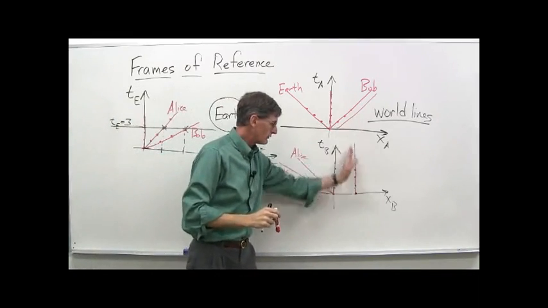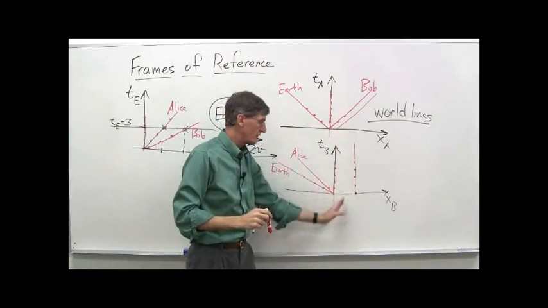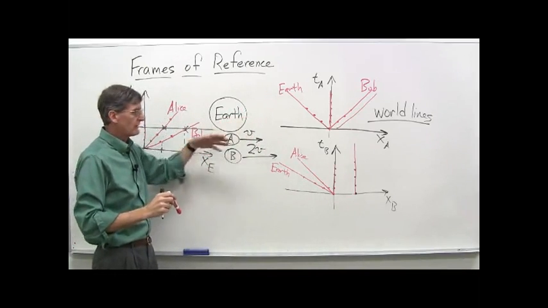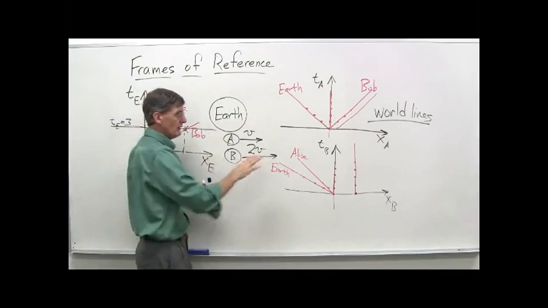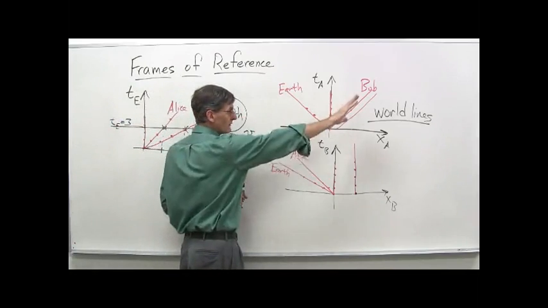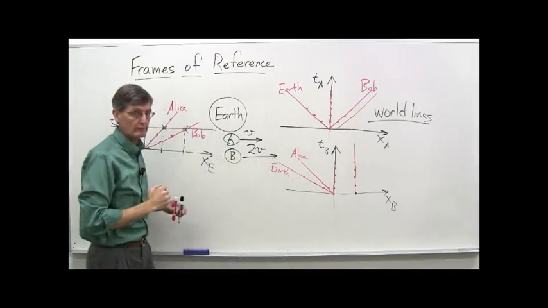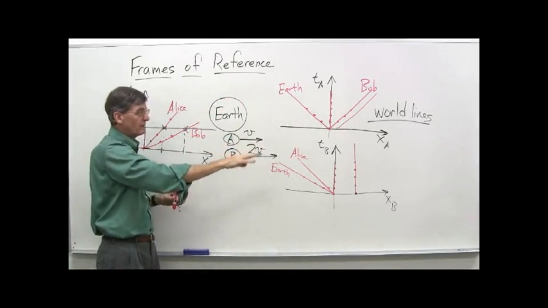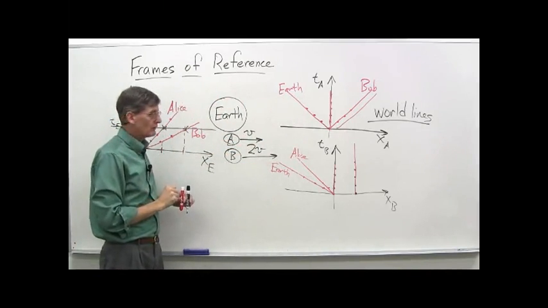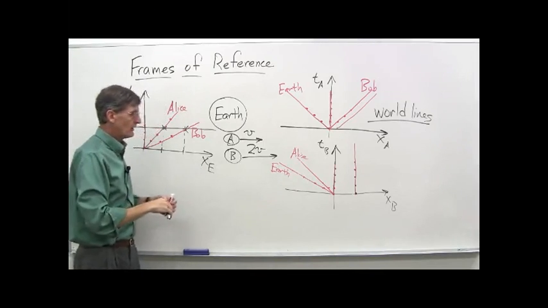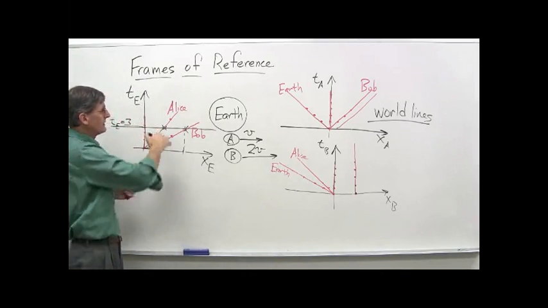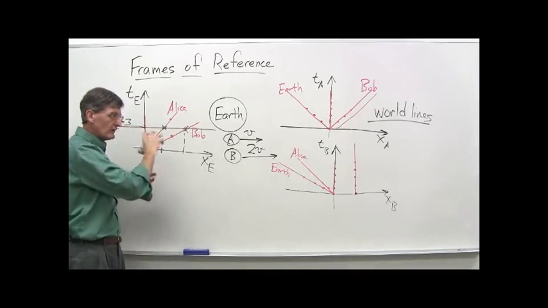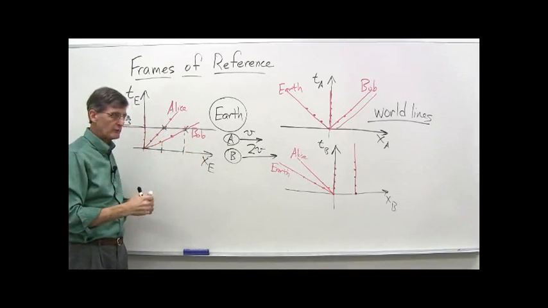A vertical line represents something that is not moving in that frame of reference. It's staying in the same position. Diagonal lines represent things that are moving. If it's tilted to the right, it's moving off to the right. Tilted to the left, it's representing something moving backwards. If it tilts down more, it means it's moving faster. If it tilts up more, it means it's moving slower. Okay, so that's just an application of the definition of a frame of reference, looking at it from our space-time diagram perspective.